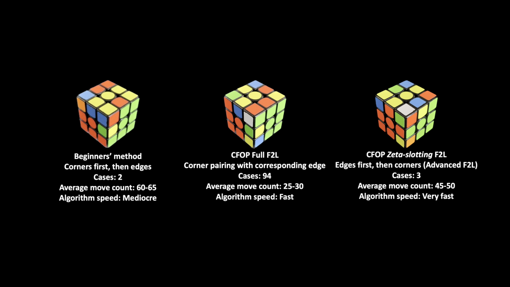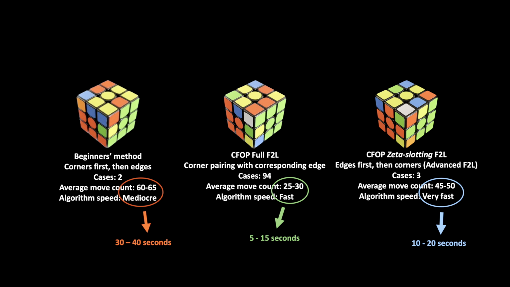If we compare the 3 methods, you will see that Zeta-slotting sits right between the beginner's method and CFOP F2L in terms of the move count. But if you take the execution speed into account, then the beginner's method would need on average 30 to 40 seconds to complete F2L. Average CFOP users can solve F2L in 5 to 15 seconds, and Zeta-slotting can be done in 10 to 20 seconds.